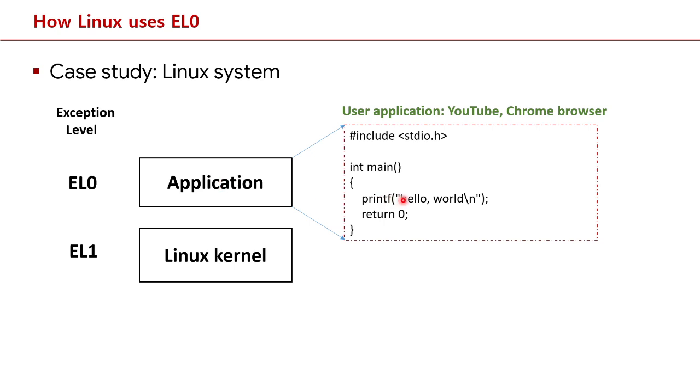Here, this is the basic skeleton code for Linux system programming. This is the hello world skeleton code. This kind of Linux system programming code can be running at exception level 0. So this is the most simple, basic code that can be running at exception level 0.